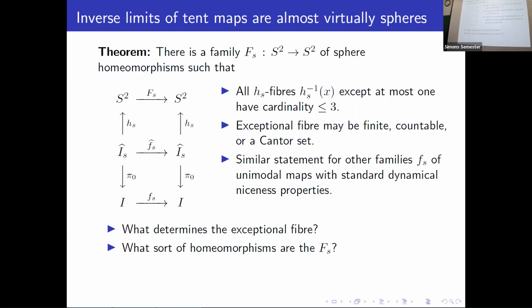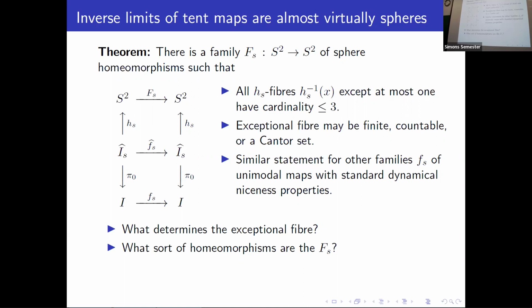Okay, so there's another semi-conjugacy from here going to a family of sphere homeomorphisms. So the topology has become nice. We've still got homeomorphisms, and this semi-conjugacy is very mild. All of the fibers of the semi-conjugacy, except at most one, have cardinality at most three. So this isn't collapsing enormous sets. It's taking pairs or triples of points and collapsing them to single points. There's one fiber which is different. That can still be finite, but of arbitrary cardinality. It could be countable, or in the worst case, it could be a Cantor set.